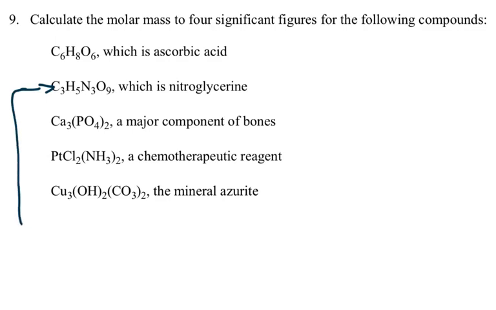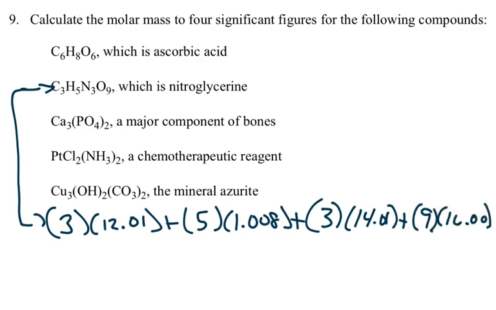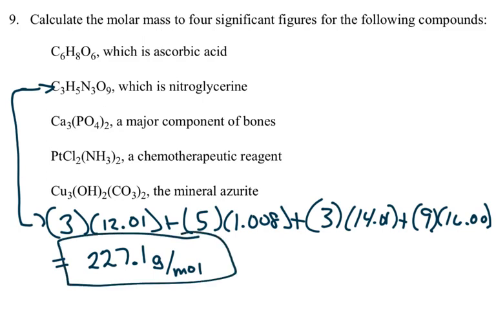Now we're going to do this one. So we have 3 carbons. So we have 3 times 12.01. We have 5 hydrogens, 1.008. So we have 3 nitrogens. So that one you might have to look up if you haven't done it yet. And then 9 oxygens, 9 times 16.00. So again, you do that, do it in your calculator, 4 significant digits, 227.1. I'm going to use grams per mole because to me that's a better unit. That's the best unit to use.